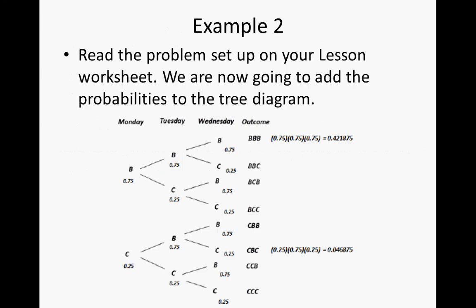Alright, so let's take a look at example 2. Read the problem set up on your lesson worksheet. We're now going to add the probabilities to the tree diagram. So this was a continuation of the problem from lesson 6. Now we have our added probabilities of 75 hundredths and 25 hundredths to each of the third stage. Now you need to go ahead and continue to multiply these together to get our probabilities for each outcome. 2 of them have been done for you. You need to do the rest.